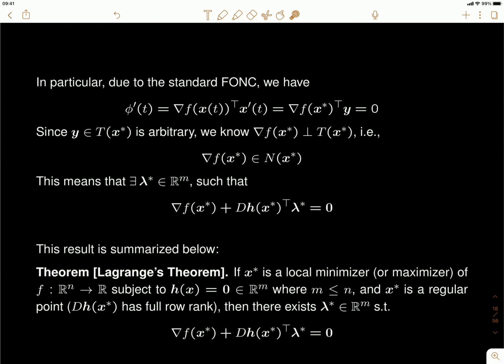Okay, so at the point t, we'll get this, and we know that since y is in the tangent space at x star, that means y.